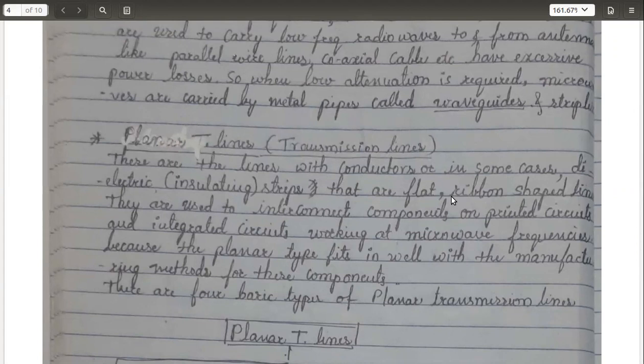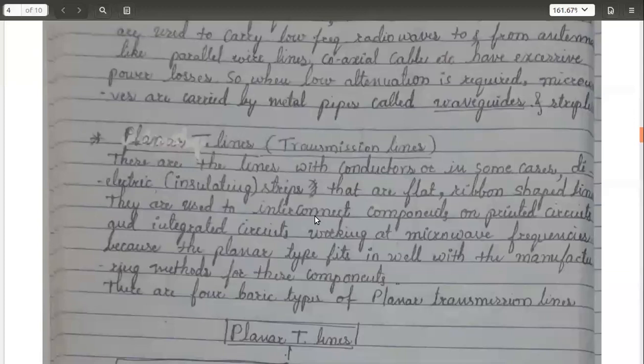Coming to the strip lines, they are used to interconnect the components on printed circuits. So in PCBs, when the different components are clubbed together on the printed circuit board, you have to transfer the signal and the energy within those components without much loss. Smaller components are connected by means of these strip lines.